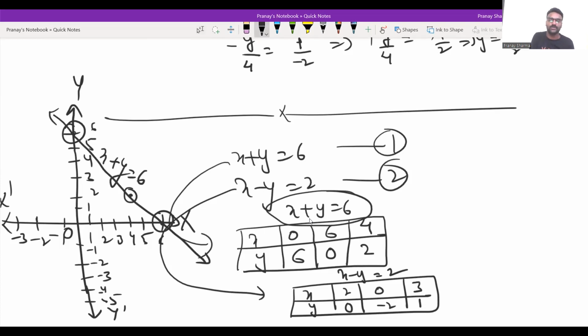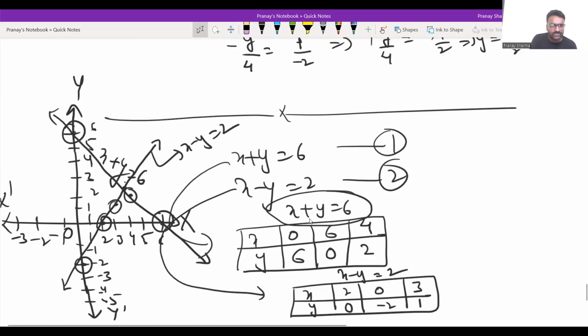Second is x minus y equals 2. When x is 2, y is 0. That means this is the point. When x is 0, y is -2. All right, that means this is the point. When x is 3, y is 1. That means this is the point. To join them. All right. So this is actually a graph for x minus y equals 2. All right, that is a line itself.